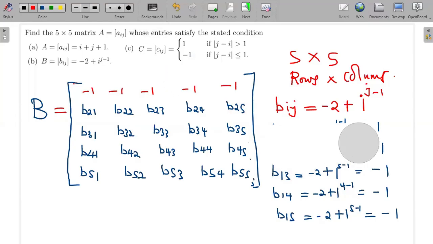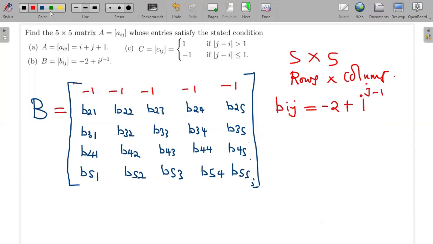Let's look at the second row. So for the second row, we start with B21, which is equal to minus 2 plus, the i now is 2, because this is 2. So that is 2 to the power 1 minus 1. So this will be 0 in the power. So 2 to the power 0 is 1. So minus 2 plus 1 will still be minus 1.